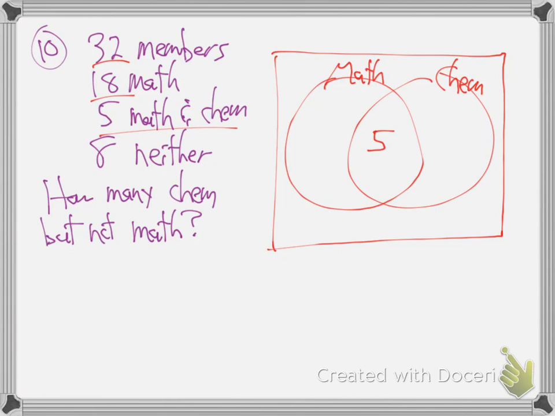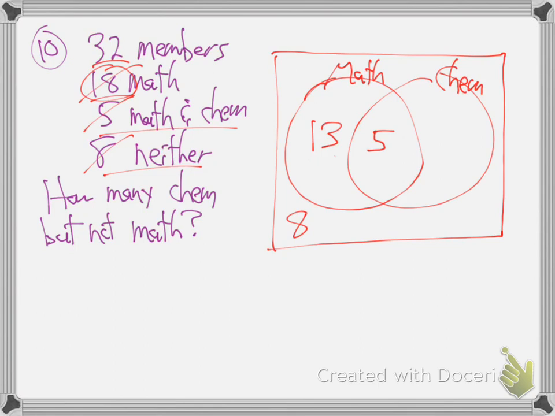Good. Now let's work our way backwards. 18 in the math circle, and I've already got 5 here, so there's got to be 13 there. Does that make sense for 18 total in the math circle? 8 neither, where does that go? Yeah, that's outside. They're neither math nor chem. 32 members total.